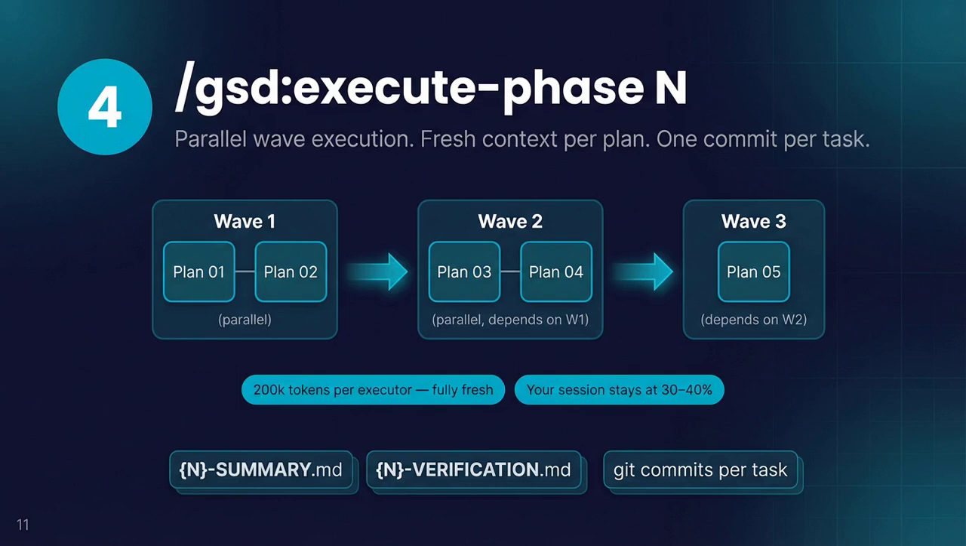Execute phase is where GSD runs the plans. It groups them into waves based on dependencies. Independent plans run in parallel in Wave 1. Plans that depend on Wave 1 results run in Wave 2. Each executor gets its own fresh 200,000 token context. It reads the plan, reads the codebase section it needs, does the work, commits, and exits. Your session never sees that context. After execution, GSD verifies the codebase actually delivered what the phase promised. You get a summary, a verification file, and a clean git history with 1 commit per task.